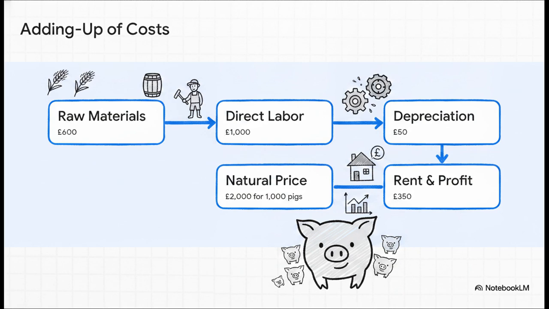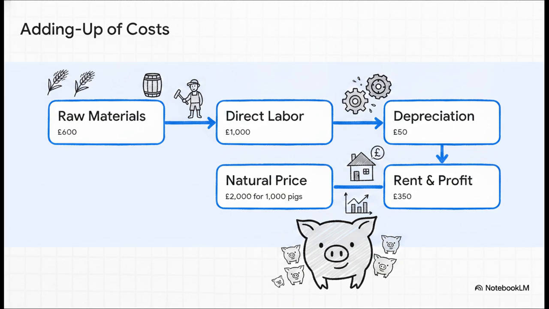Take a typical pig farmer. To find the normal or natural price of 1,000 pigs, Smith said you literally just add up what it takes to produce them. You've got raw materials at 600 pounds, direct labor at 1,000 pounds, equipment wear and tear at 50, and then the required rent and profit just to keep the farmer in business at 350. You add all that up, and your natural price is 2,000 pounds for 1,000 pigs, 2 pounds a pig.